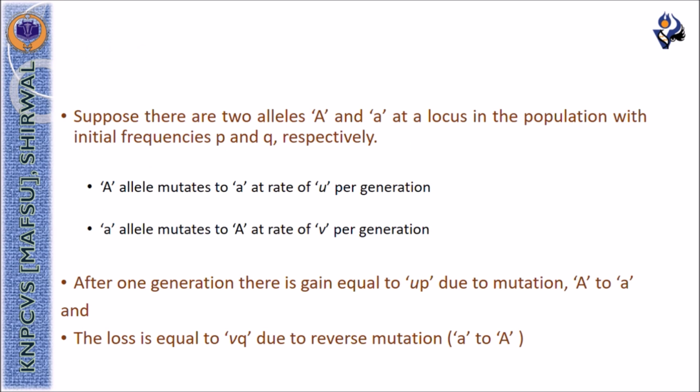Suppose there are two alleles, dominant A and recessive a, at a locus in the population, with initial frequencies of P and Q respectively. Dominant A allele mutates to recessive a at the rate of U per generation, and recessive a allele mutates to dominant A at the rate of V per generation. Then, after one generation, there is gain equal to U multiplied by P due to mutation of dominant A to recessive a, and the loss will be equal to V multiplied by Q due to reverse mutation of recessive a to dominant A.